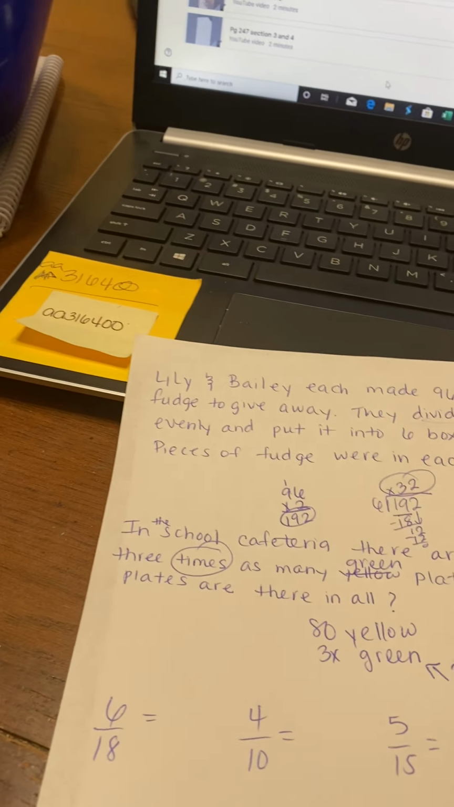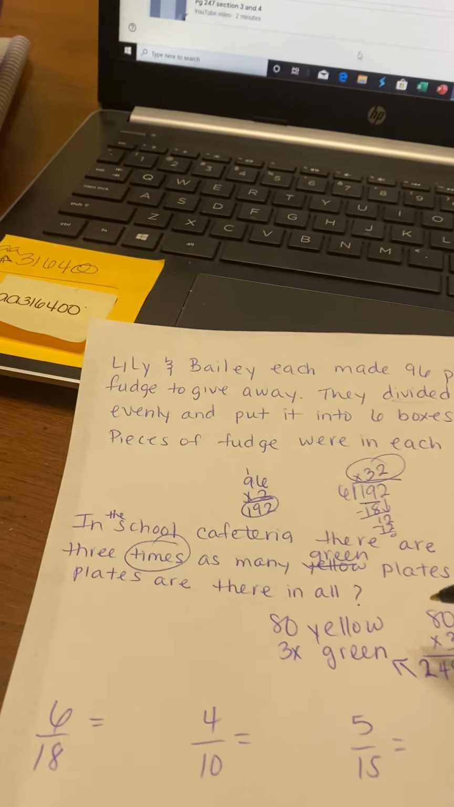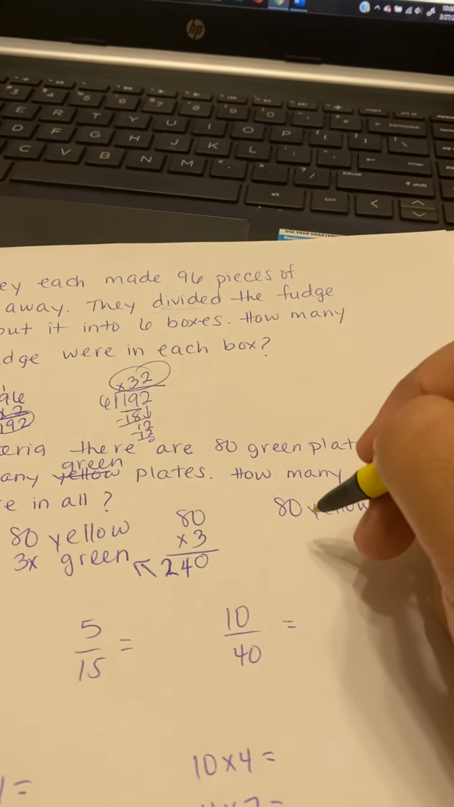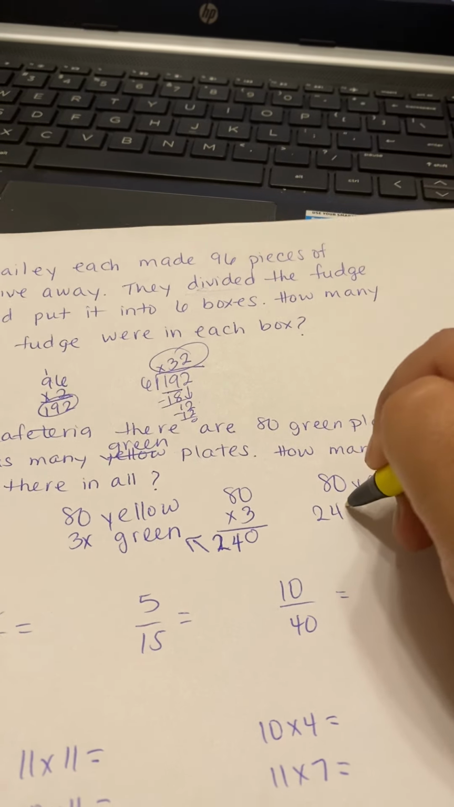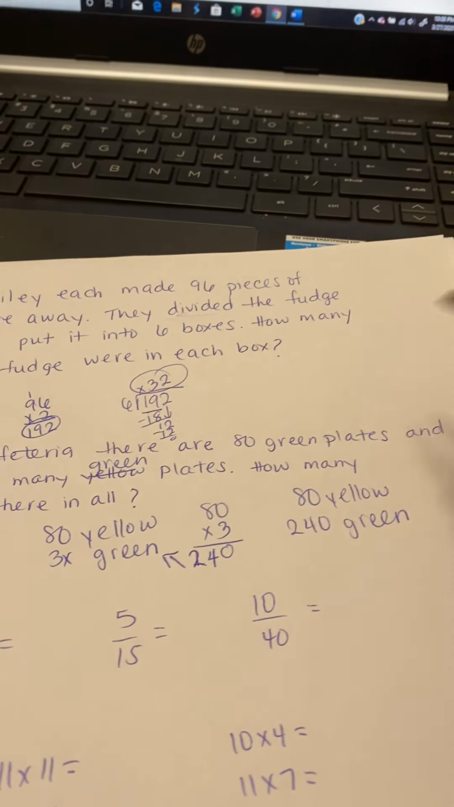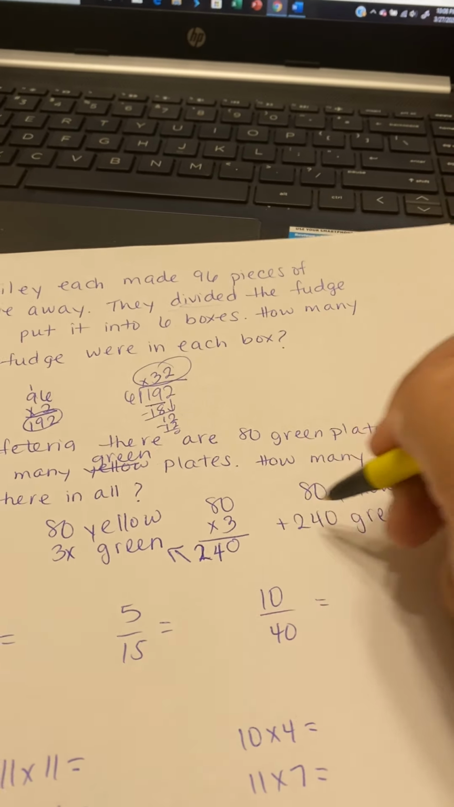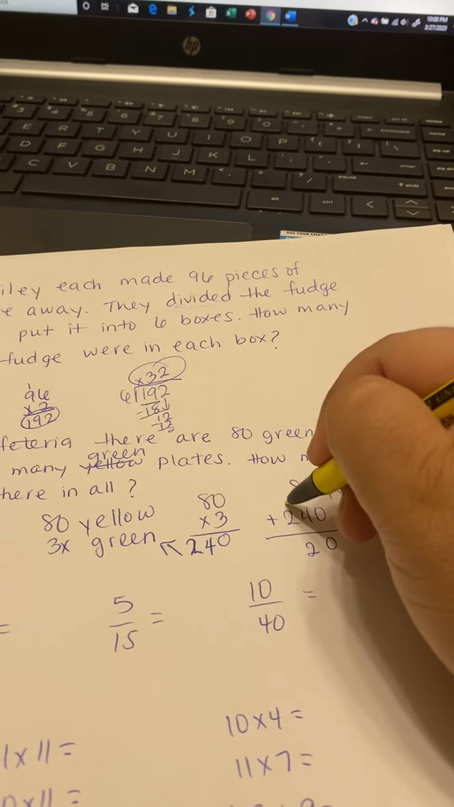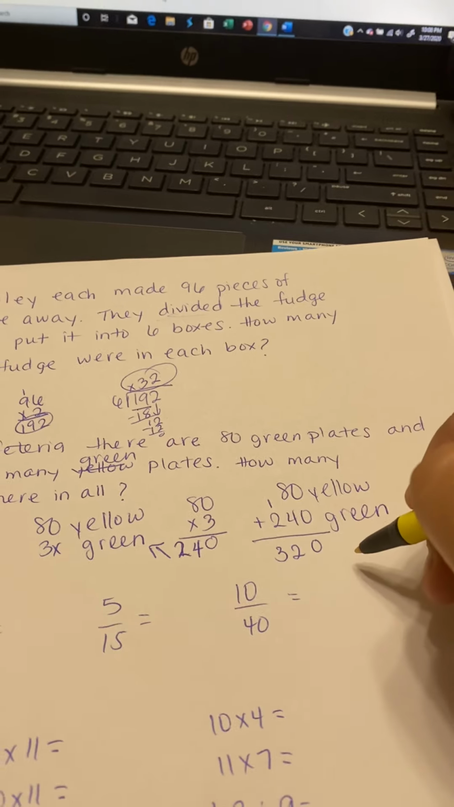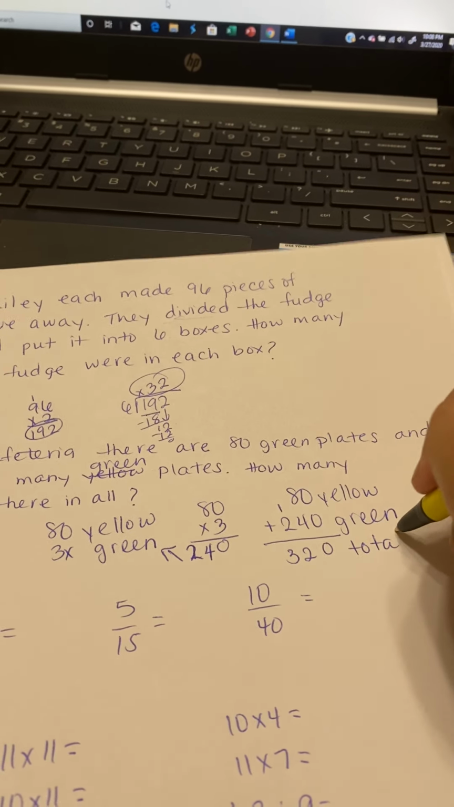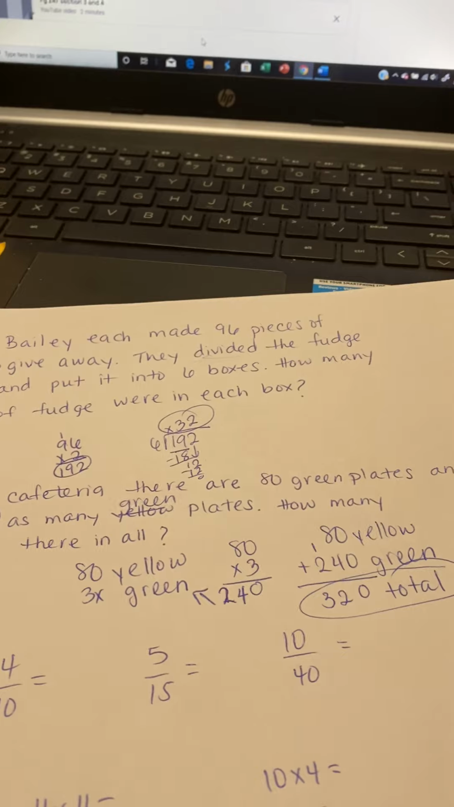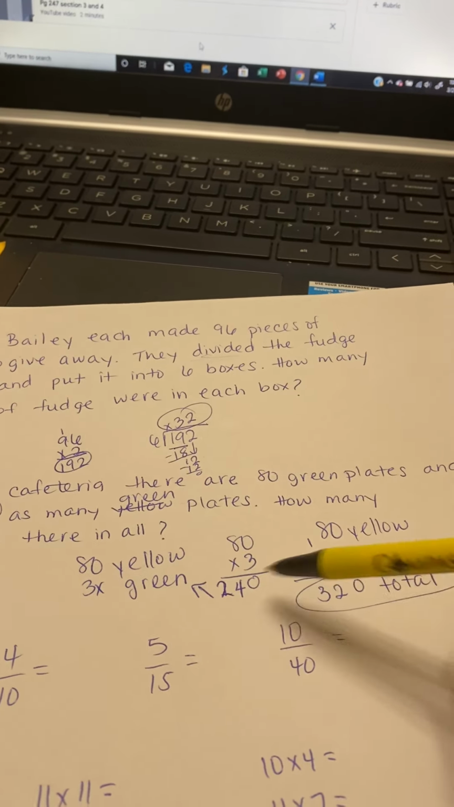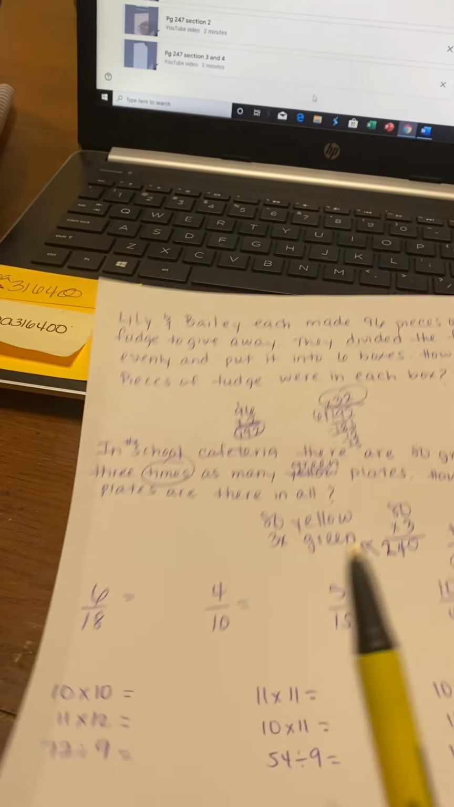Now, how many plates are there in all? So we know that there's 80 yellow and 240 green. What do we have to do to figure out the total? We have to add. 0 plus 0, 0. 8 plus 4, 12. 1 plus 2, 3. 320 is the total of plates in the school cafeteria. This was a 2-part story problem.